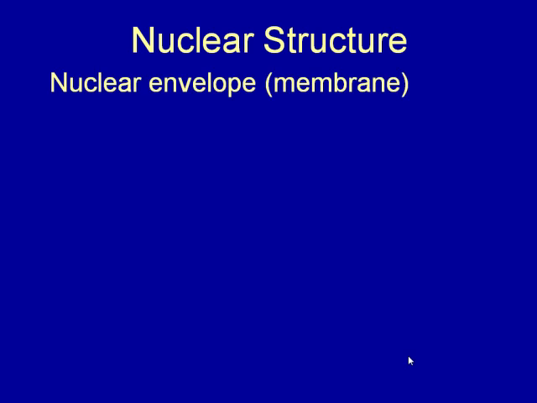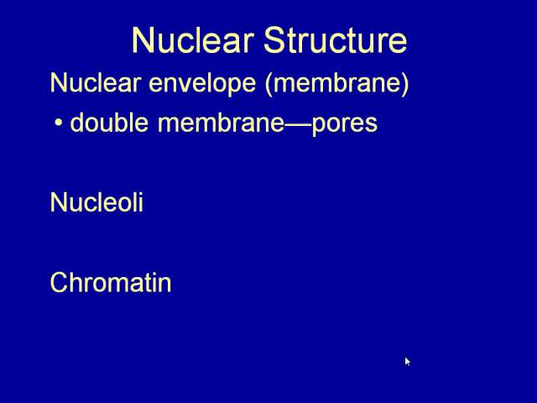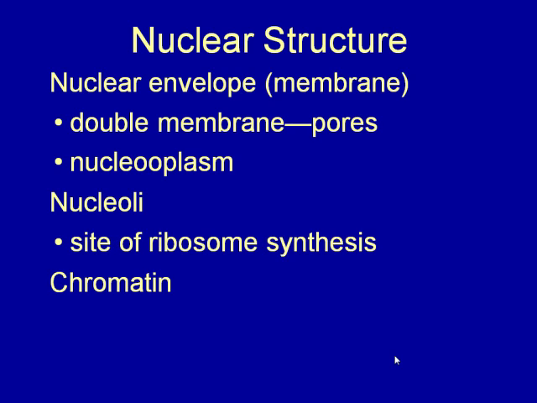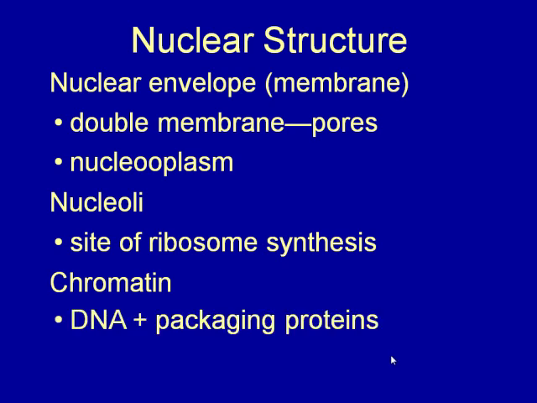As we look at the nuclear structure, there are 3 major parts: the nuclear envelope or the nuclear membrane, the nucleoli, and the chromatin. The nuclear envelope is a double membrane. It has holes in it, or pores, that are pretty good sized. Inside is the watery part of the nucleus called the nucleoplasm. The nucleoli are structures inside the nucleus where the ribosomes are produced. Now, ribosomes are one of the organelles we'll talk about later. And chromatin is the DNA and some proteins that are associated with the DNA.